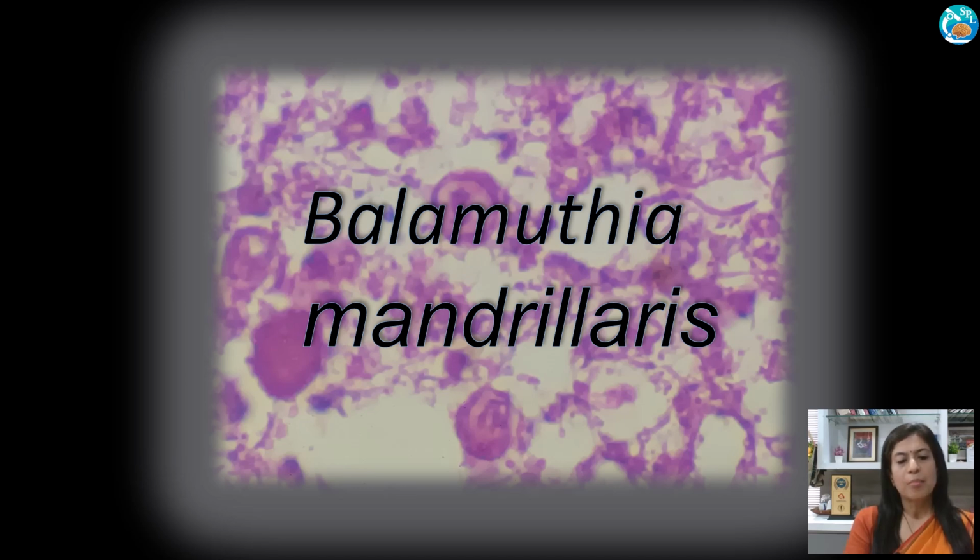The generic name Balamuthia was given by Govinda Visvesvaraya after his mentor, the parasitologist William Balamuth, for his contributions in research of amoeba. Visvesvaraya isolated and studied the pathogen for the first time in 1993.